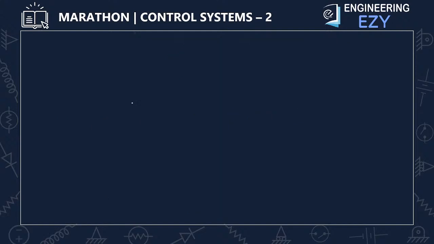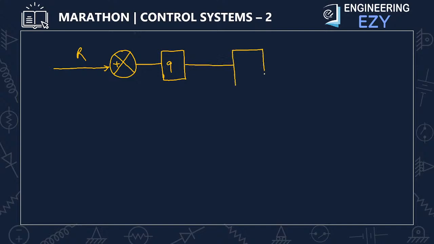So again, if I do further reduction, it is like this. It is R. This block is 9. And the overall gain of this block is 2 by 9, and the feedback is 4.